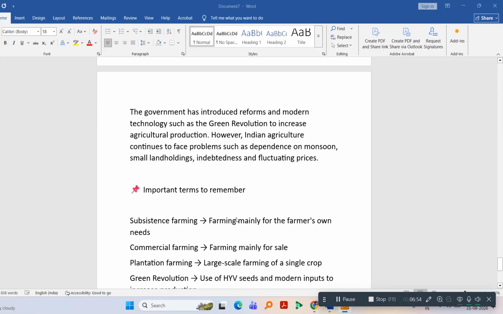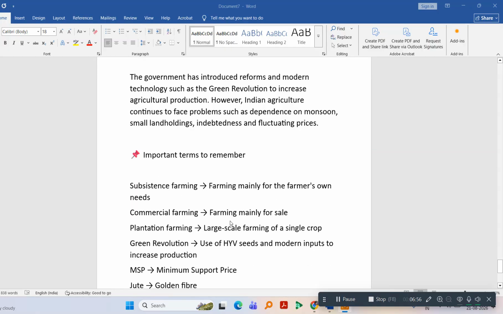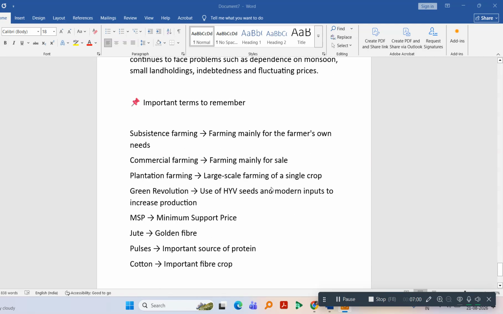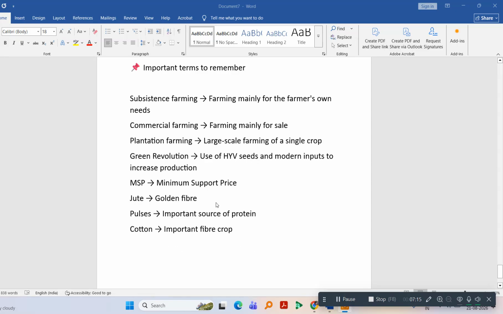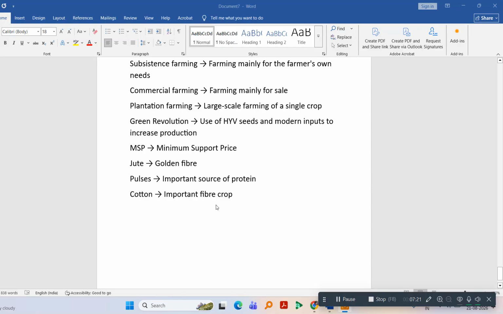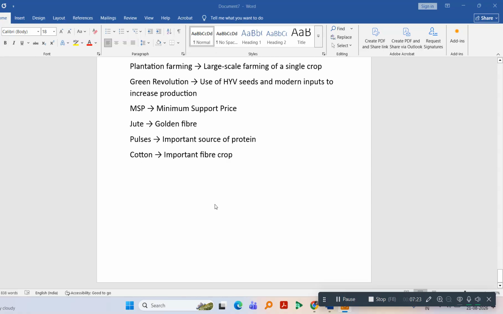The important terms to remember are: subsistence farming, farming mainly for farmers' own needs; commercial farming, farming mainly for sale; plantation farming, large scale farming of a single crop; green revolution, use of HYV seeds and modern inputs to increase production; MSP, minimum support price; jute, golden fiber; pulses, important source of protein; cotton, important fiber crop.